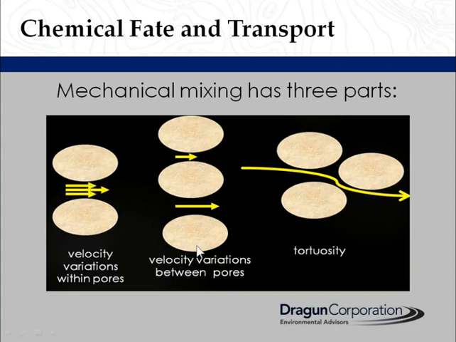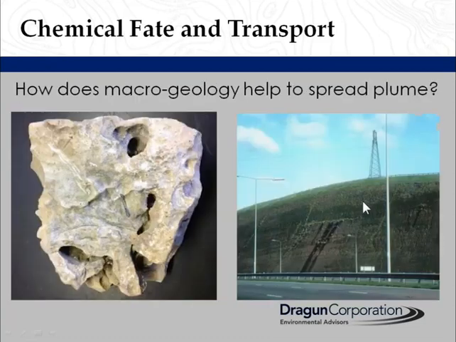We can also have velocity variations because the pores are different sizes. A larger pore will have a larger velocity, a smaller pore, smaller velocity, and therefore a chemical will move less in a small pore than it will in a large pore. And then the third factor here is tortuosity, that we don't have straight tubes that the groundwater flows through. We're moving through a tortuous path around grains, and that mixes up the water with the chemical.